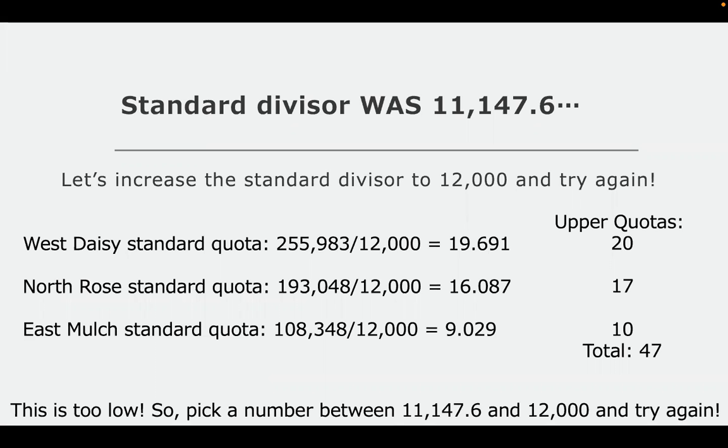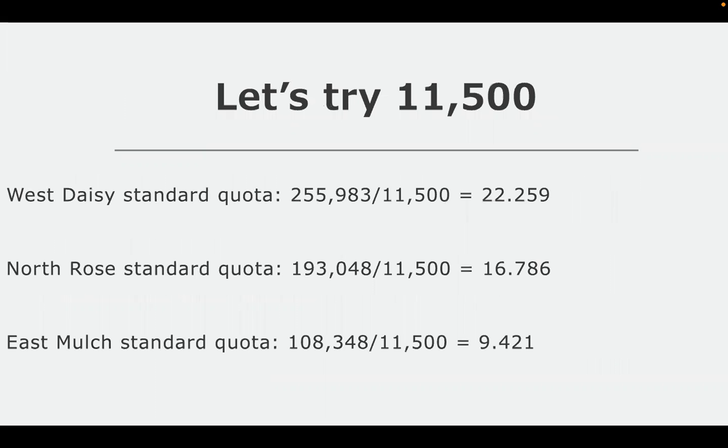So I went from being too high to too low, which means I need to pick a number between 11,147.6, our original divisor, and our modified divisor of 12,000, because I need to be somewhere between 47 and 51. So let's try 11,500. It's kind of in the middle. Again, I change my divisor and I find my new standard quotas. That gives me upper quotas of 23, 17, and 10, which equals 50.